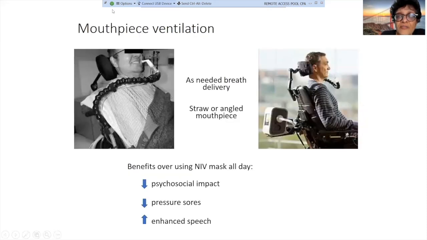And this is what mouthpiece ventilation looks like. It's as-needed breath delivery. It's given through this straw or angled mouthpiece. And one can just take a few deep breaths before doing something like eating or taking a shower, or when somebody just is feeling short of breath. And so the benefits are that basically it can enhance speech, it can promote swallowing, and it can just affect overall functioning and make somebody feel better that they're not hooked up to a ventilator all the time, and just use it as needed.